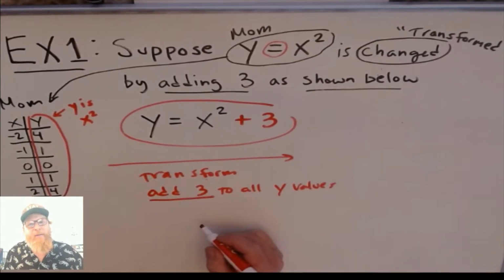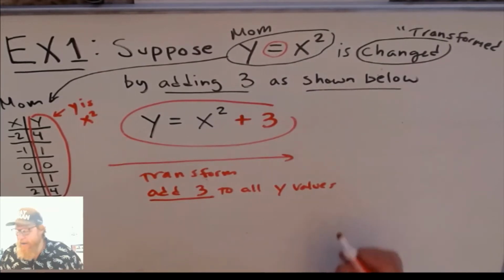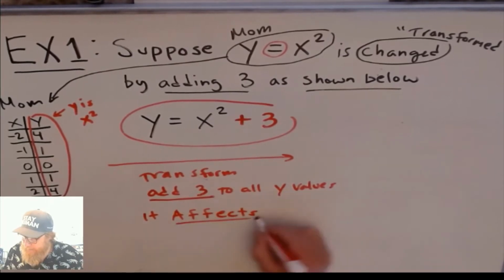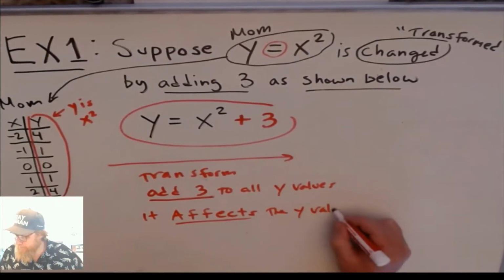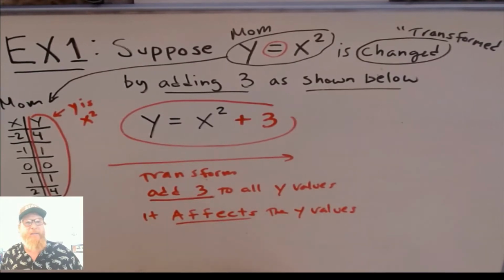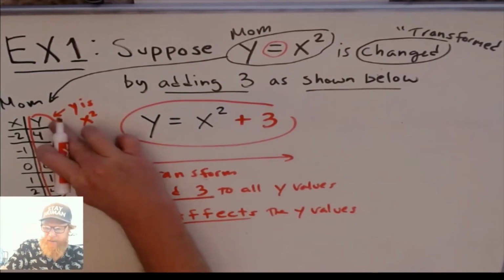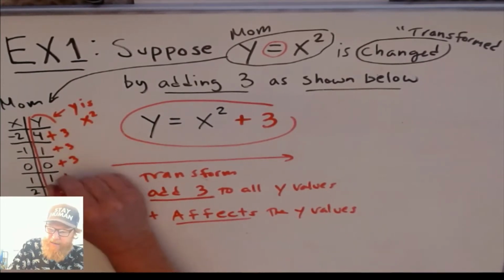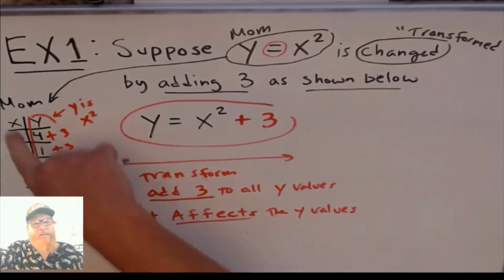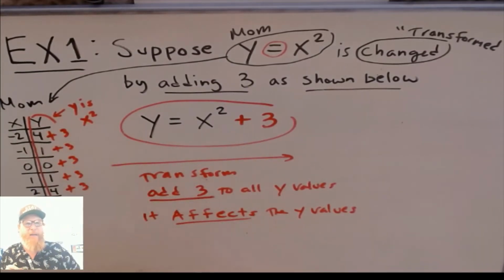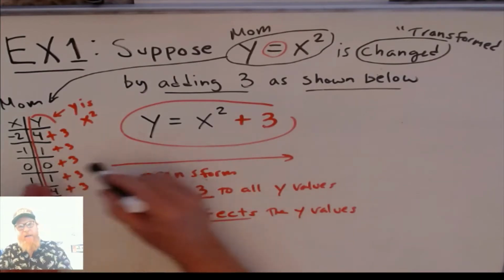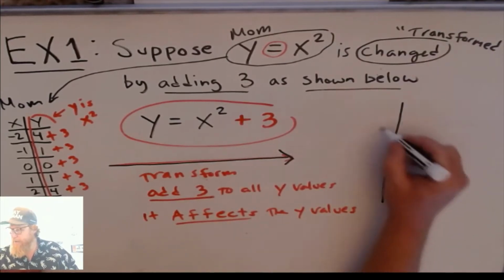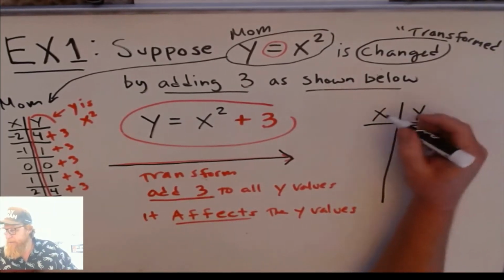All right. So what is it affecting? It affects the y values. That's the effect. All right. So come over here, let me just erase that and just go +3, +3, +3, +3, +3. There is no effect on the x values. I like to draw this arrow here. It's going through the transformation tunnel and it's coming out the new function. Yeah, this is our new one.